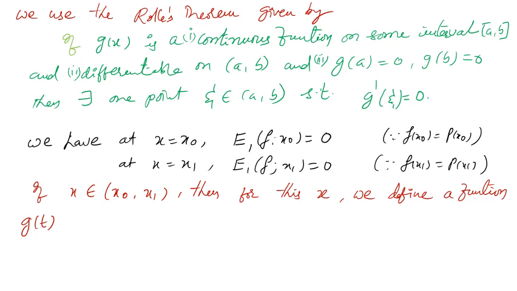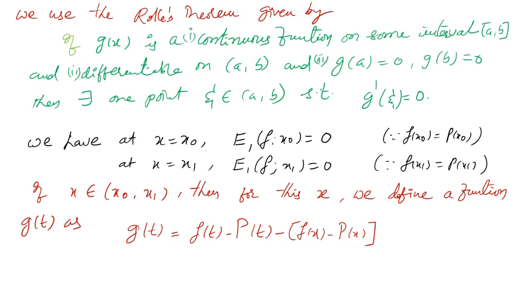What is the function g of t? g of t is equal to the exact polynomial minus the approximate polynomial, g of t = f(t) minus p(t) minus [f(x) minus p(x)] multiplied by (t minus x0)(t minus x1) divided by (x minus x0)(x minus x1). This is equation 2.